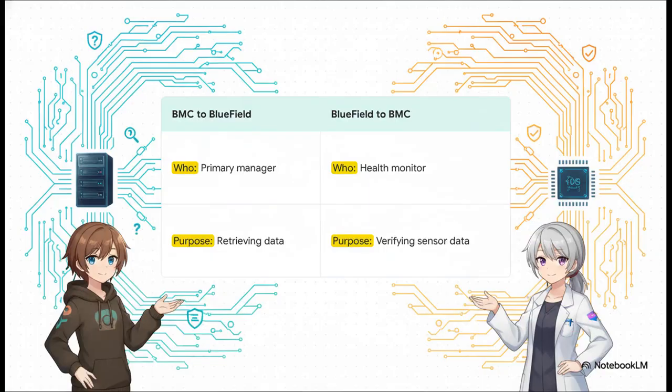So, let's break down the two sides of this conversation. On one side, you've got the BMC. Think of it as the primary manager. Its main purpose in life is to ask for and pull data from Bluefield. Then, on the other side, you have the Bluefield ARM. It's acting as the health monitor, sending out its own requests to double-check things like sensor data from the BMC.